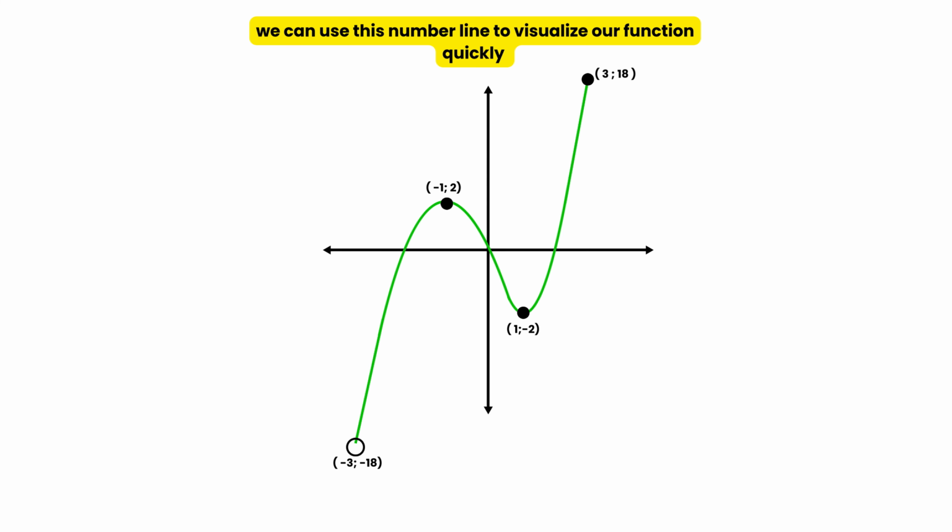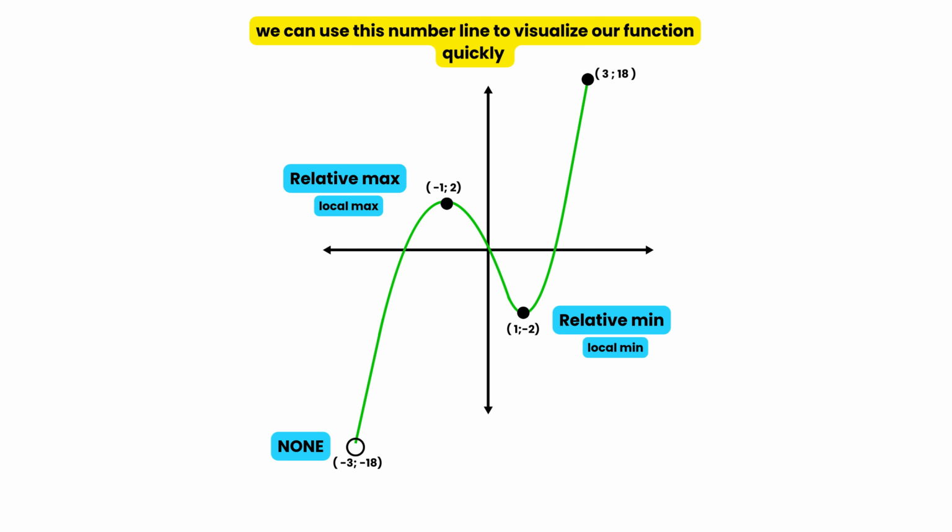Now, looking at the rest of the sketch, we can identify the extrema. Working from left to right and starting at -3, that point is not an extremum. Next, at -1, we have a relative maximum, because it is not the highest point on the entire sketch. Then at 1, we have a relative minimum, because it is not the lowest point overall. Finally, we end at 3, which, on this sketch, is the absolute maximum, since it is the highest height the function reaches. And that's the question done.